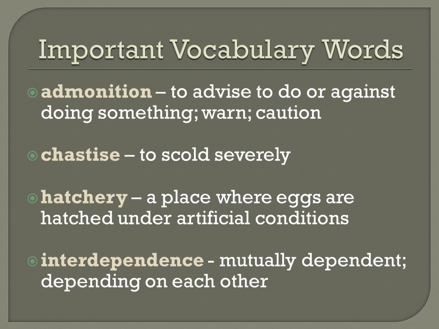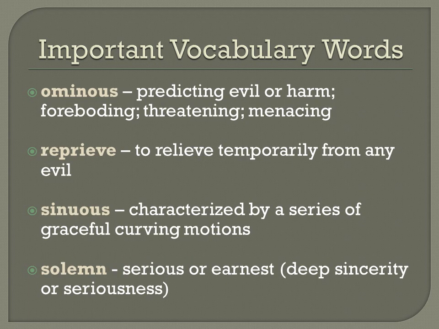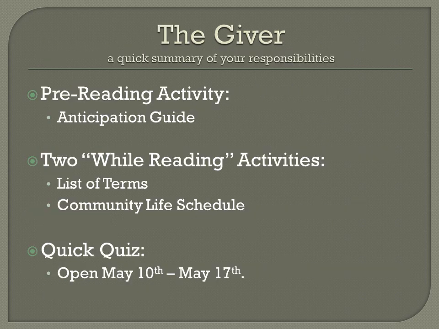Interdependence means mutually dependent or depending on each other. Omnibus means predicting evil or harm. Reprieve is to relieve temporarily from any evil. Sinuous is something that is characterized by a series of graceful curving motions. And solemn means serious or earnest. Earnest meaning deep sincerity or seriousness.